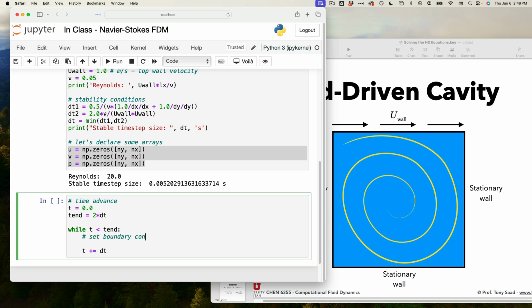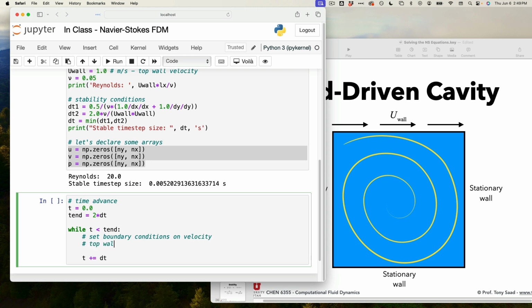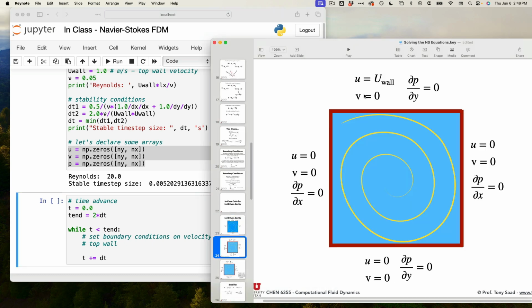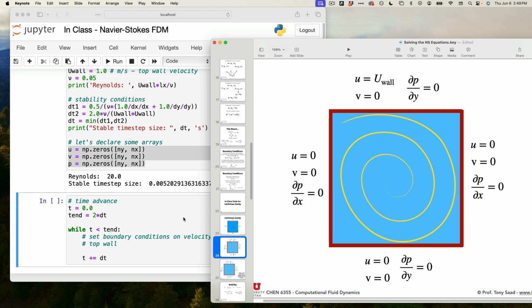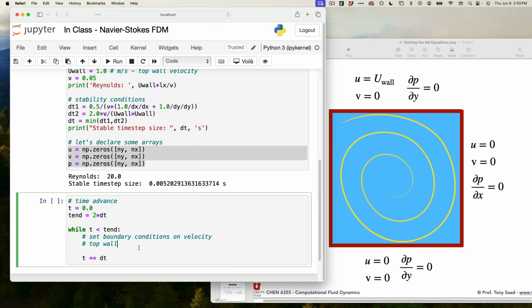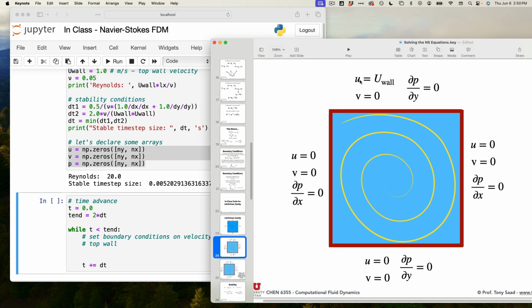Set boundary conditions on velocity. Okay, so we'll start with the top wall. For the top wall, we have u equals u wall and v equals 0. We haven't said anything about the pressure because we will handle the pressure in the pressure Poisson equation solver separately. So for the top wall, these are the boundary conditions on velocity. We want all the u components of velocity at the top wall to be equal to u wall.